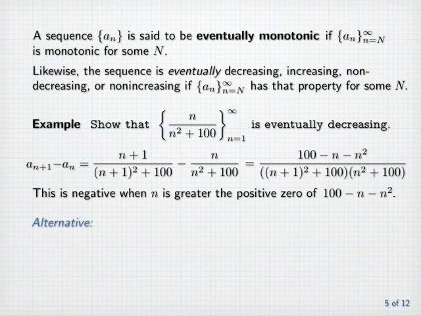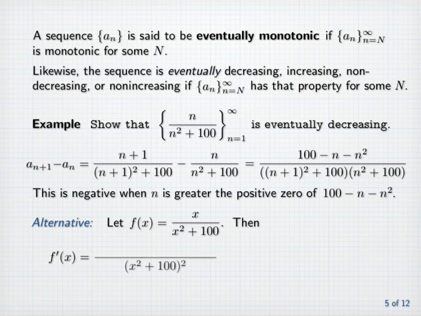Now let's look at an alternative method for showing the same thing. Let f of x equal x over x squared plus 100, and notice that the nth term of the sequence is simply f of n. Using the quotient rule, we find out that f prime of x is equal to a fraction with denominator x squared plus 100 squared, and numerator equal to 1 times x squared plus 100 minus x times the derivative of the denominator, which is 2x.